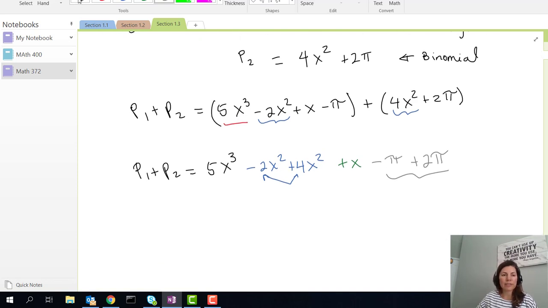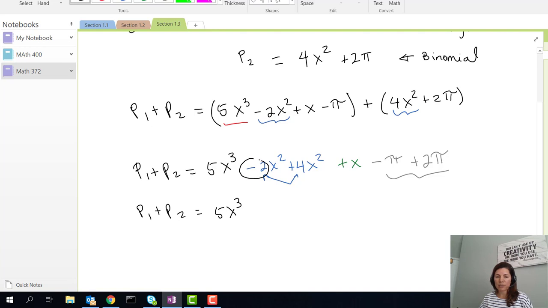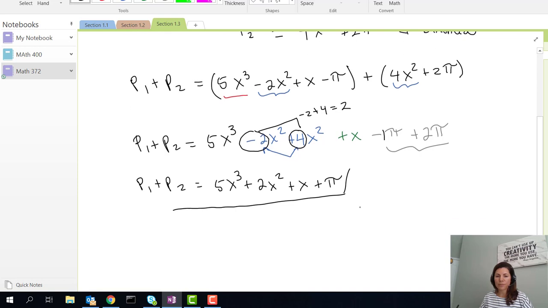And so as we progress, p1 plus p2 then is equal to 5x cubed. And here I'm only going to combine the coefficients, so minus 2 plus 4 is 2. So I'm going to have plus 2x squared plus x. And here, pi is sort of like a variable, even though it's 3.14, but we consider these also like terms. So there's a 1 there that we don't see, so minus 1 pi plus 2 pi gives us 1 pi, so just plus pi. And this will be the addition of these polynomials.